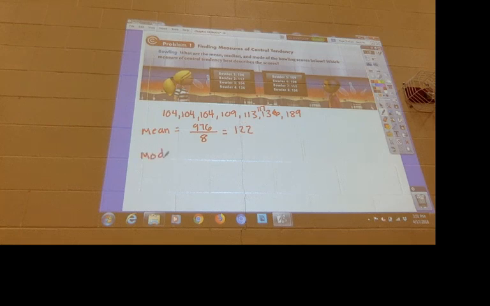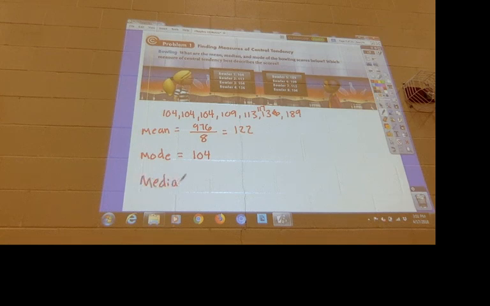My mode. What is mode? The most. Which would that be? 104. Does that look like it's the middle of all the data? Not really.